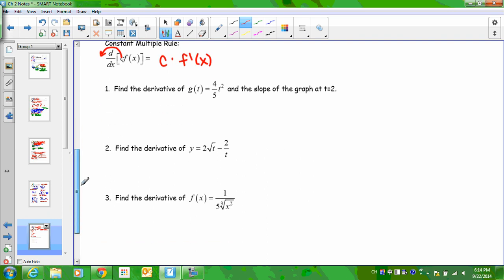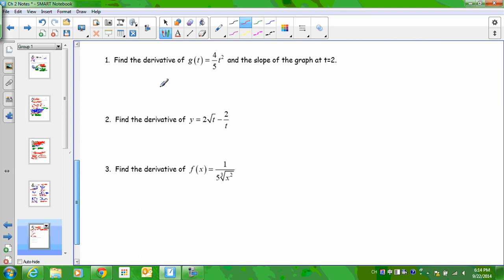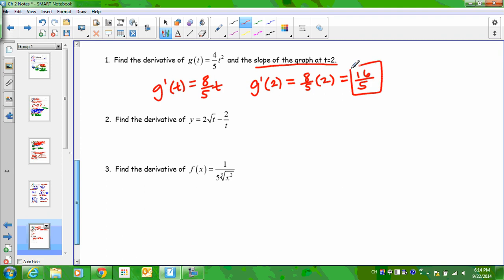Okay? We had a similar rule for limits. All right, derivative, g prime of t. You're going to go 2 times 4/5. That's 8/5. t, you can write 1 if you want. You don't need to. Slope of the graph at t equals 2. We did this before. g prime of 2. We're just plugging 2 in. Now, what really gets people here is all the numbers and adding and subtracting and all that. It's not the calculus.